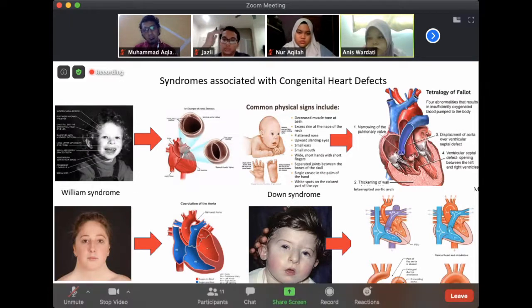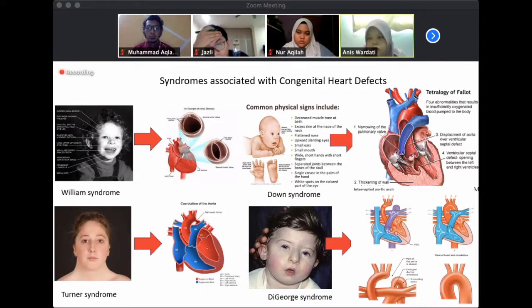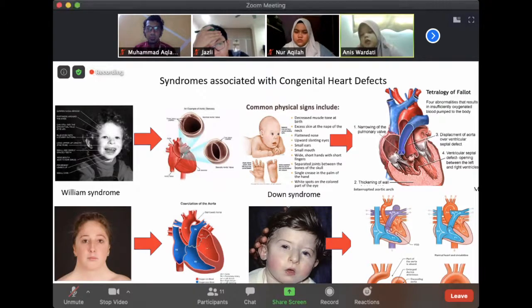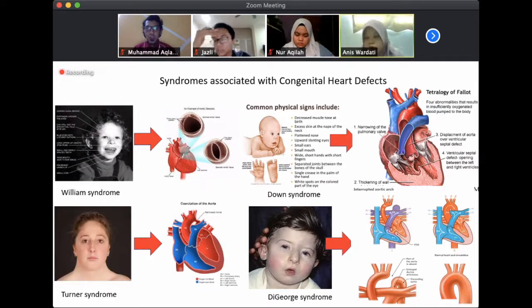The most common is interrupted aortic arch, which was already mentioned previously. The most common is interrupted aortic arch type B, which means the aortic arch is interrupted between the left carotid artery and the left subclavian artery. Then the ductus arteriosus is enlarged and feeds the descending aorta. So that is interrupted aortic arch type B.